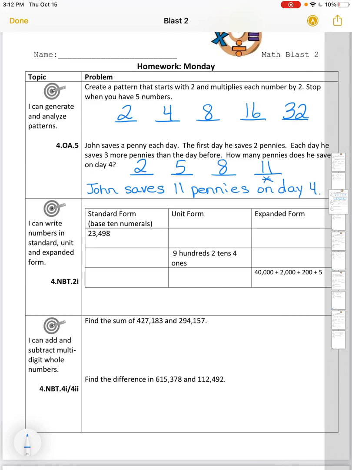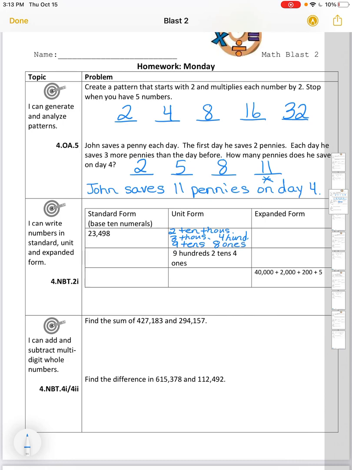I can write numbers in standard, unit, and expanded form. I'm given a number in standard form, 23,498. In unit form, I'm going to represent different units that build that number. So I can say I have 2 10,000s, 3 thousands, 4 hundreds, 9 tens, and 8 ones.